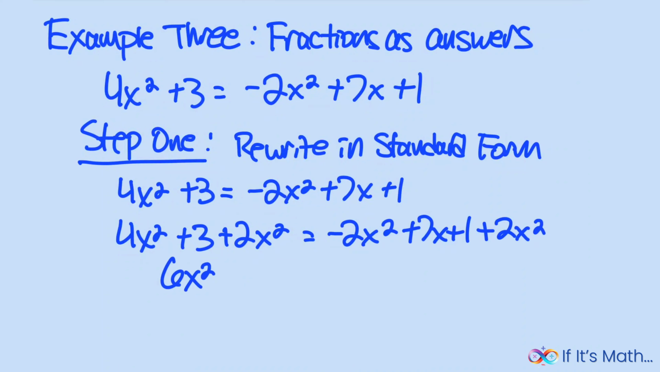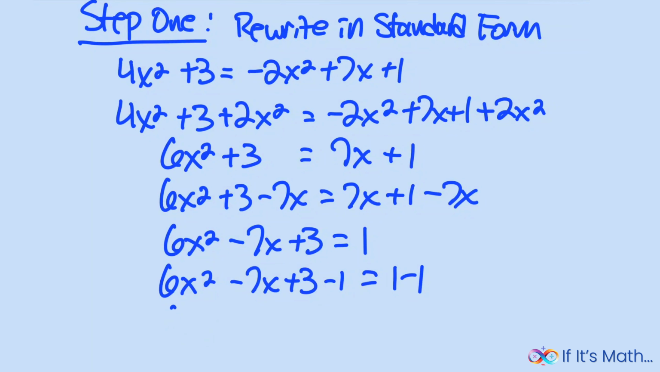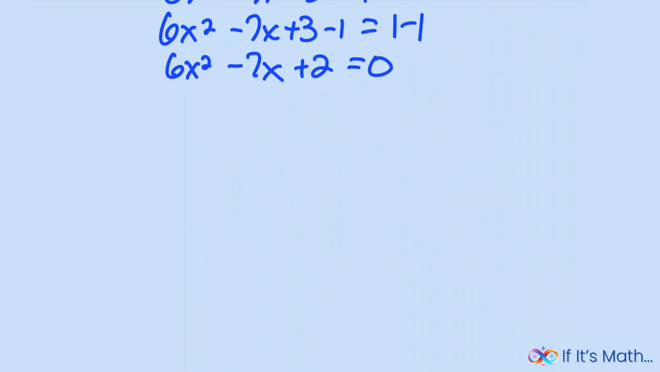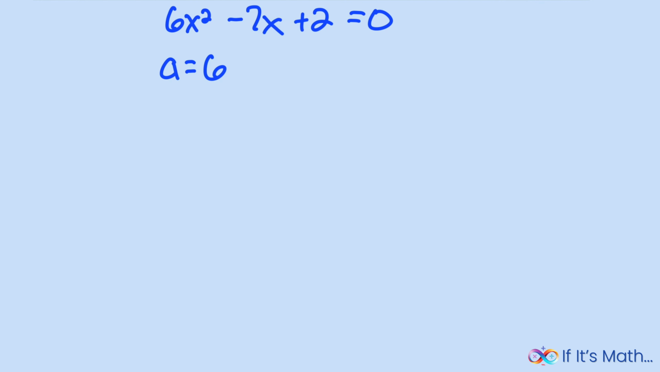So now we're going to move that 7x to the other side of the equation by subtracting 7x from both sides, which will get us down to 6x squared minus 7x plus 3 equals 1. Bring that 1 to the other side by subtracting 1 on both sides. We get our standard form of 6x squared minus 7x plus 2 equals 0. So that makes our a equals 6, our b equals negative 7, and our c equals 2.